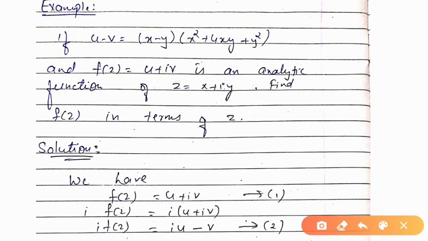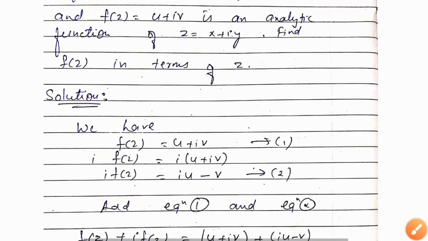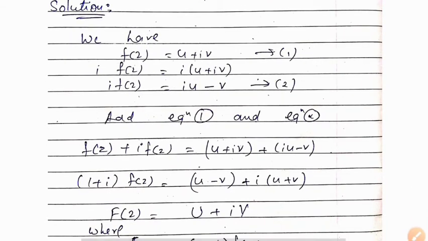Our next example is: if u minus v is equal to (x minus y)(x square plus 4xy plus y square), and f of z equal to u plus iv is an analytic function of z equal to x plus iy, then find f of z in terms of z. Now see, this example is similar to our previous examples.